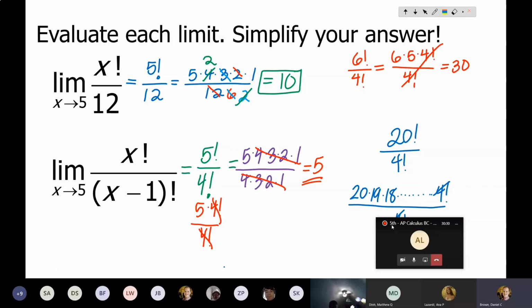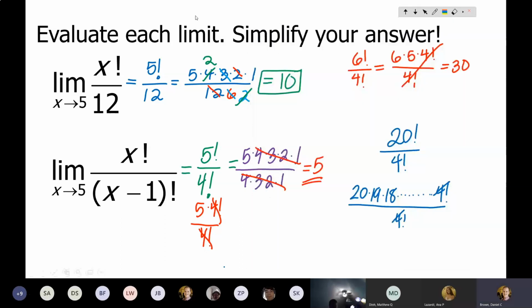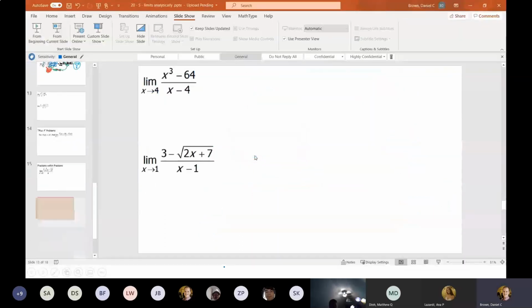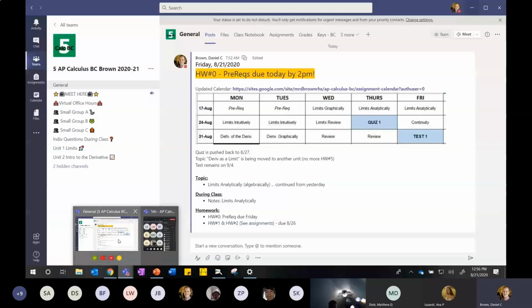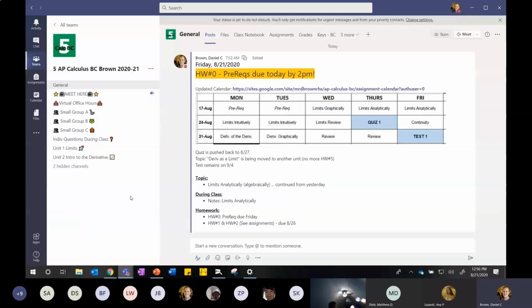There are some things I want to say because I did change the calendar a little bit. The first thing I want to say, I posted it under the general tab in Teams, so you can go back and review it, but please, please, please turn in homework 0 if you haven't already. It is due at 2 p.m.